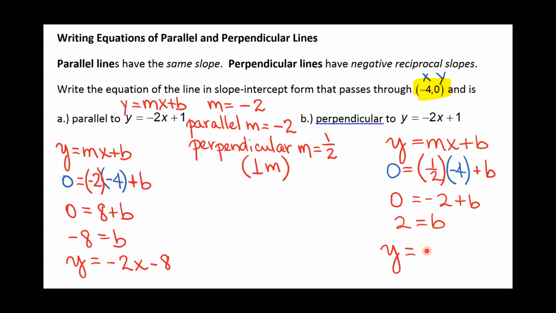So when I'm ready to write my equation, y is equal to mx plus b, remember that my slope was 1/2 and my y-intercept was a positive 2. So that would be y is equal to 1/2 x plus 2.